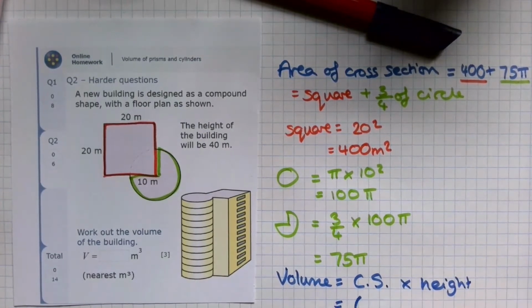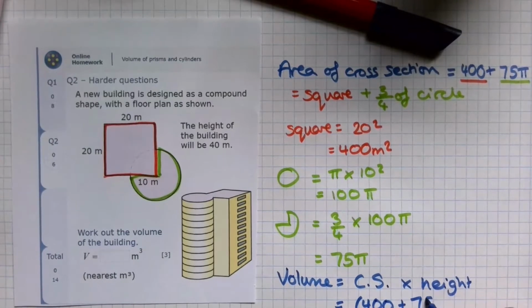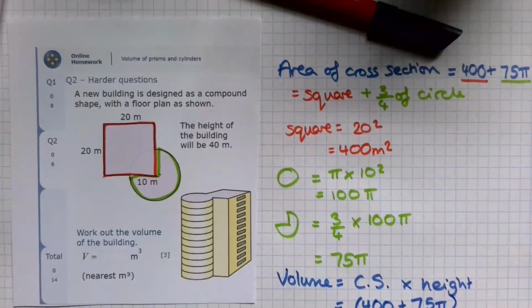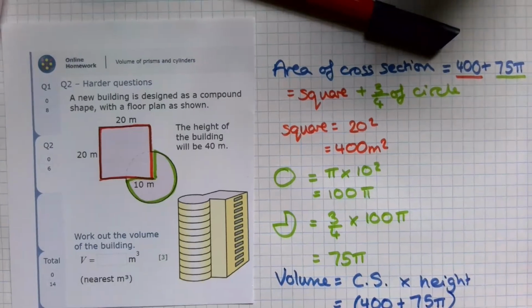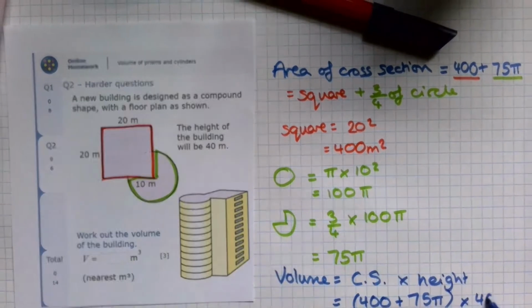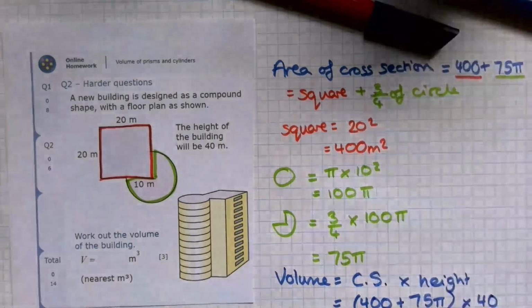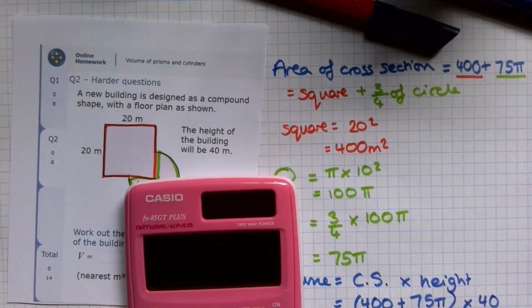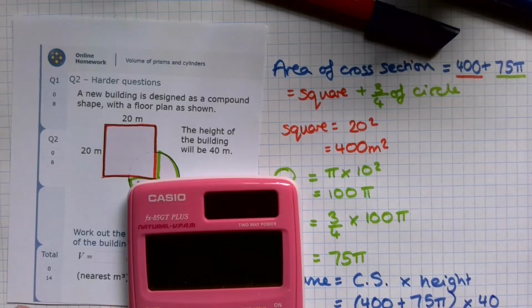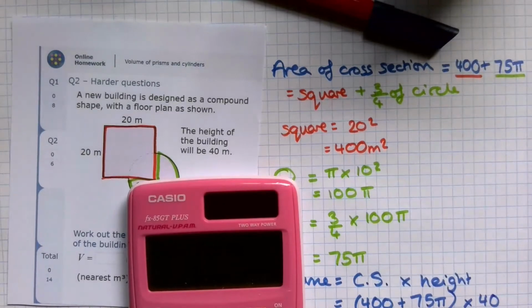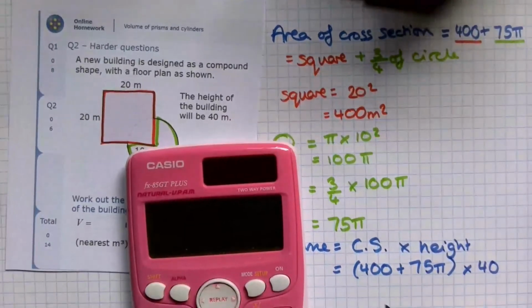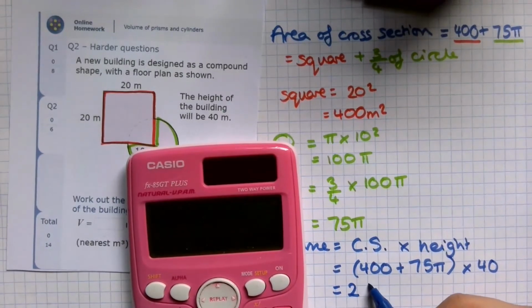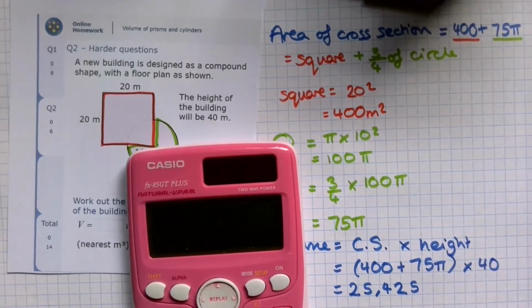So we've got this here, our 400 plus 75 pi. You'll notice I've put brackets around it. That's really important. I'll explain why in a moment. I'm going to multiply that by the height, which is 40. So, like I said, I'm just going to put this straight into my calculator. So I'm going to do brackets 400 add 75 pi. Don't forget to close your brackets. Multiply the answer by 40, and it gives you this answer: 25,425, to the nearest metre.